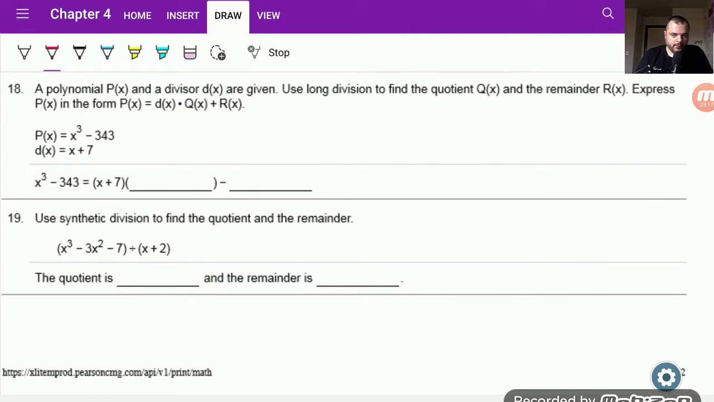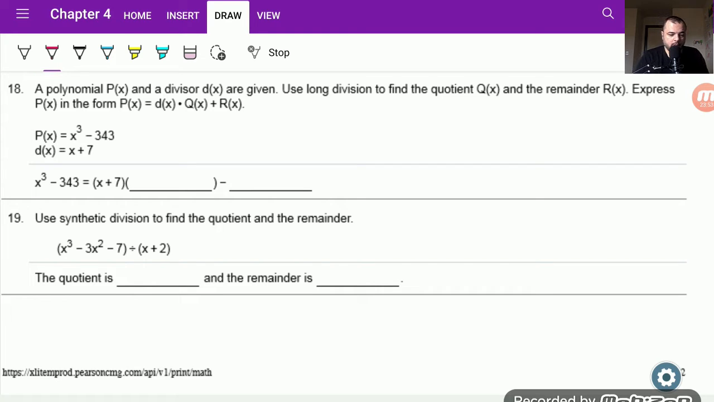A polynomial p of x and a divisor d of x are given. Use long division to find the quotient q of x and the remainder r of x. Express p of x in the form p of x equals d of x times q of x plus r of x. So we are given p of x and d of x.